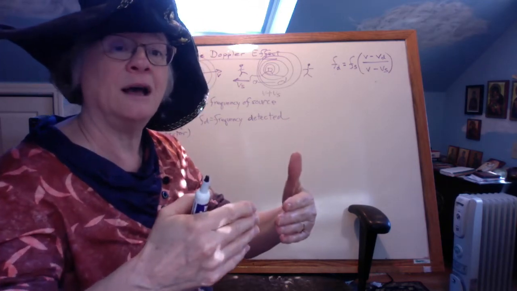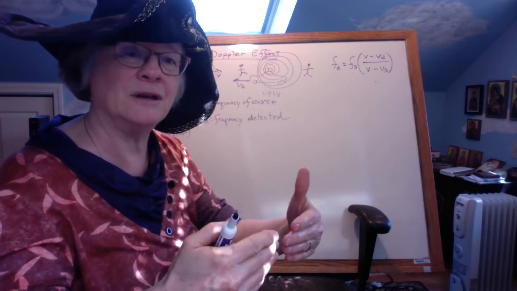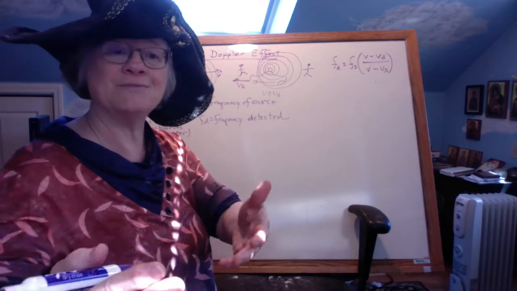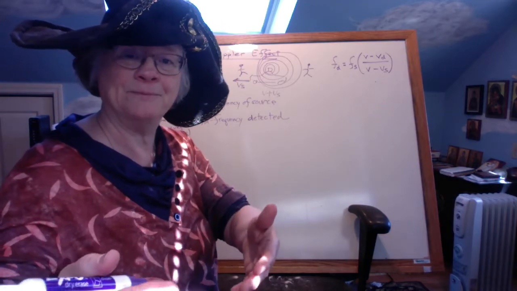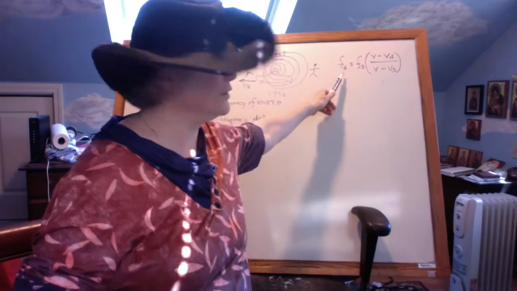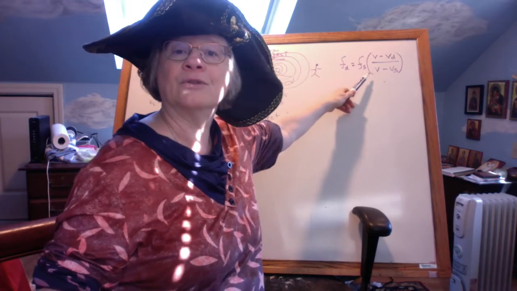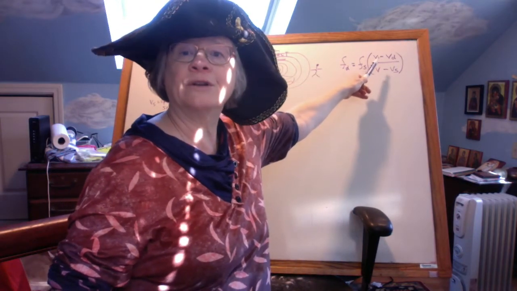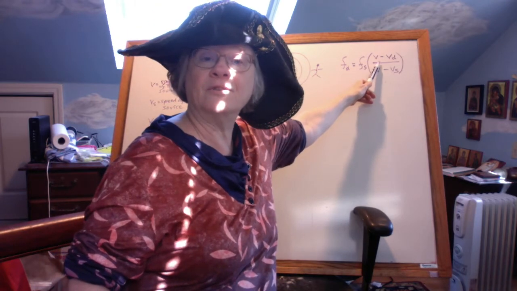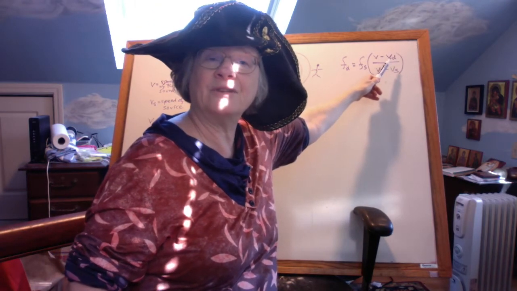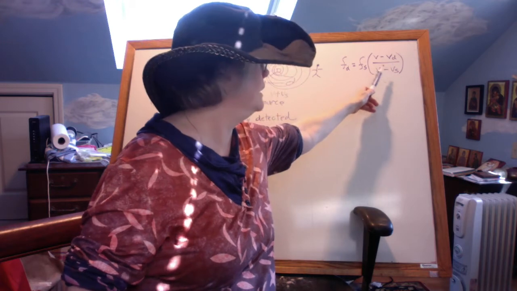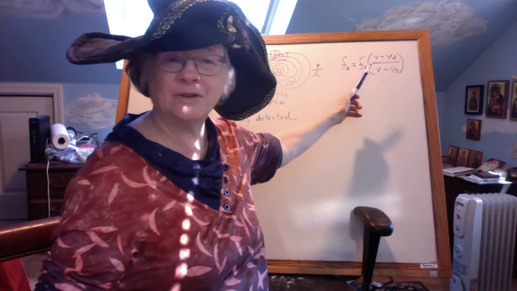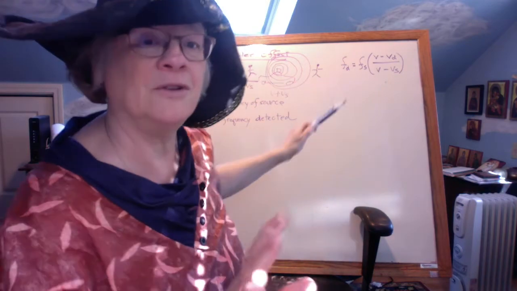Then you have to account for the velocity of the observer as well. So here's our equation. It's given to us. We're not deriving it. The frequency of the detector is equal to the frequency of the source times this fraction. Let's walk through it. Velocity of the sound minus the velocity of the detector over the velocity of the sound minus the velocity of the source. So let's see what happens.